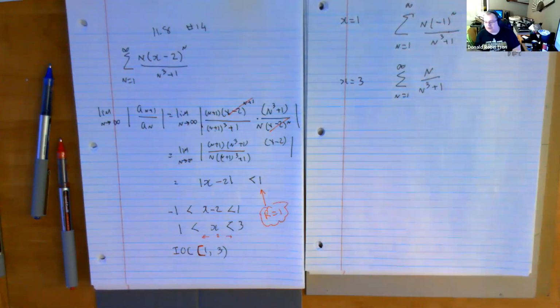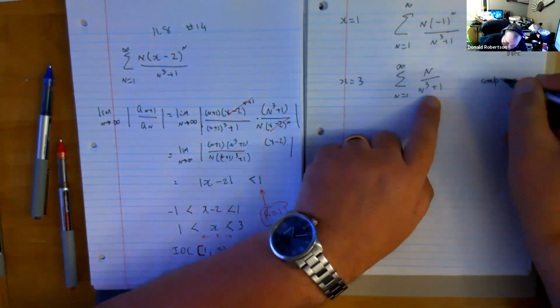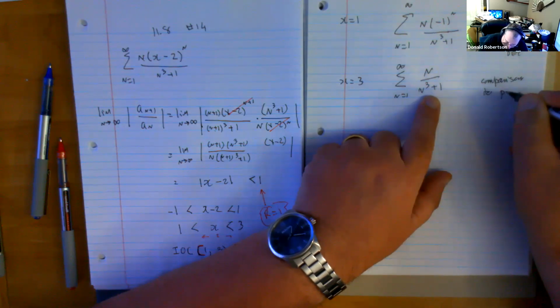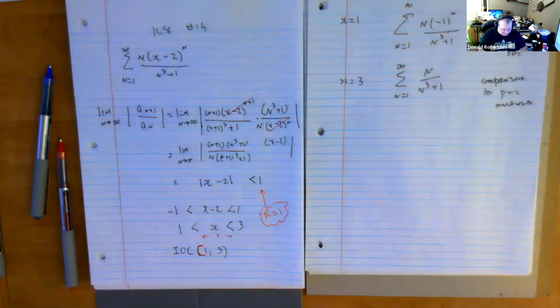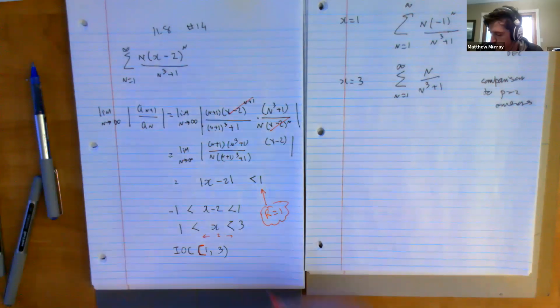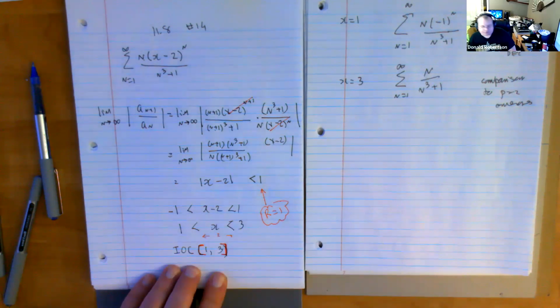Well, they all go to 0. For P series, anything bigger than 1 converges, anything less than or equal to 1 diverges. And it's actually a comparison to it, but that's nitpicky. It's a comparison to P equals 2, right? So it converges. Which means then that both of these endpoints are usable. And the question is finished.